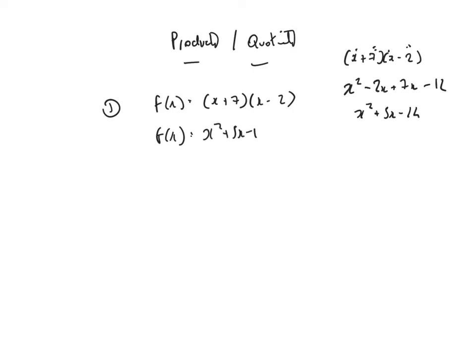Okay, so now that I've got rid of the brackets, it's ready to differentiate. Bring the power down, multiply, take one away from the power, and that's going to be 2x plus 5, and minus 14 will vanish.